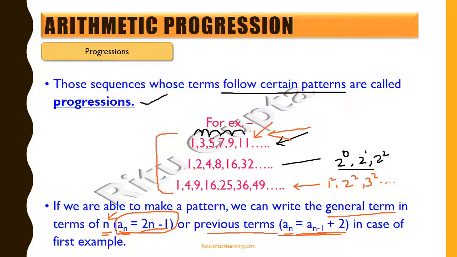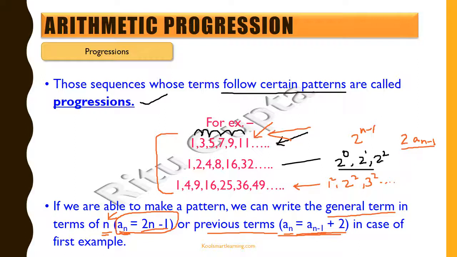Similarly, if we take the second sequence, then we can write it as 2 to the power n minus 1. So the first term becomes 2 to the power 0, the second term becomes 2 to the power 1, the third term becomes 2 to the power 2, and so on. Or again, you can also write it as the previous term, an minus 1, into 2, and the first term will have to be given to us in this case.